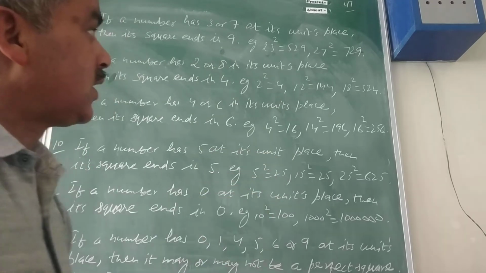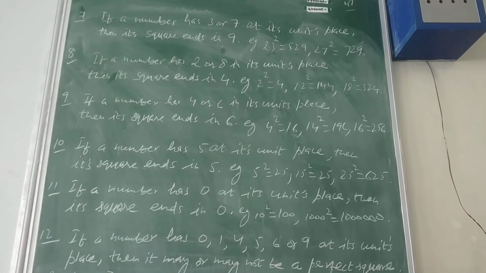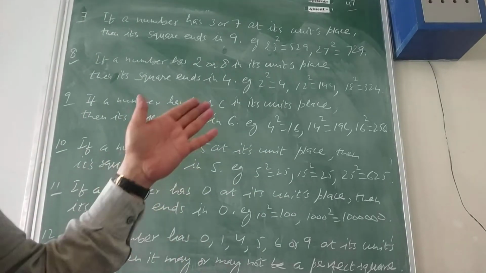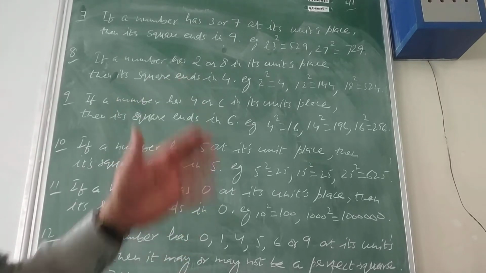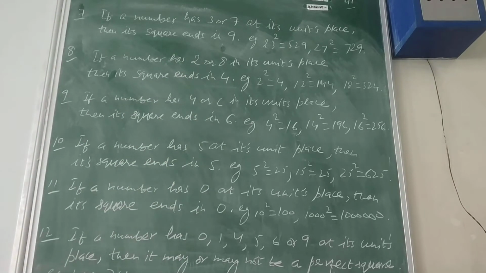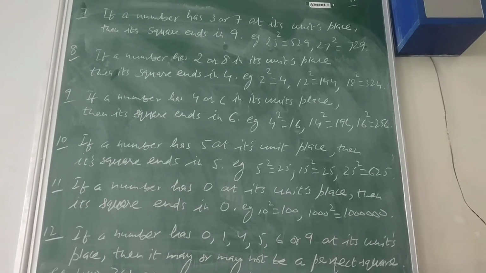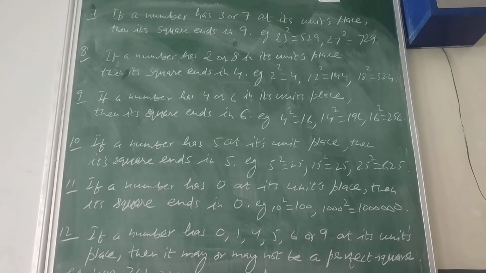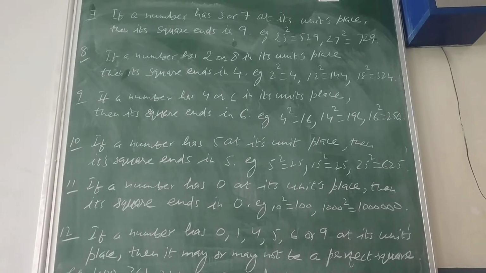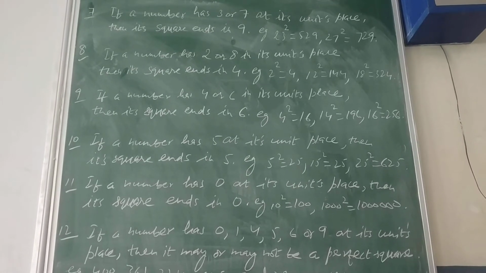In case of 18, 8 8s are 64. So at unit place I am getting what? 4. Similarly, if you will multiply 18, so you will be getting 324, again at units place you are getting 4. So any number ending with 2 or 8, if you will be getting the square of those numbers, so their results will also be ending with 4.